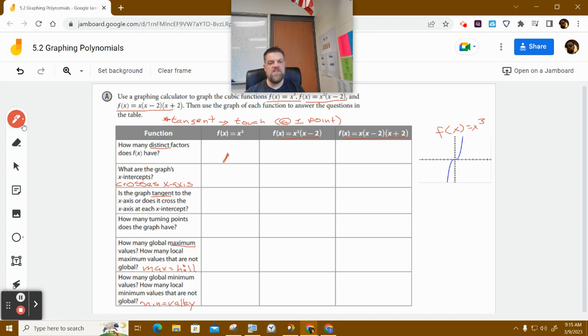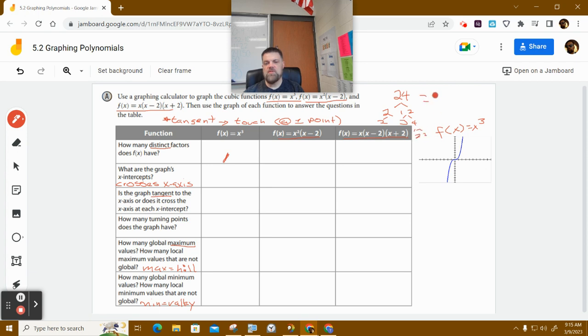Now when they say distinct factors, let me show you what I mean by that. 24 can be divided into 2 times 12, and then 2 can be split up into 2 times 3 times 4, and then that 4 could be split up into 2.